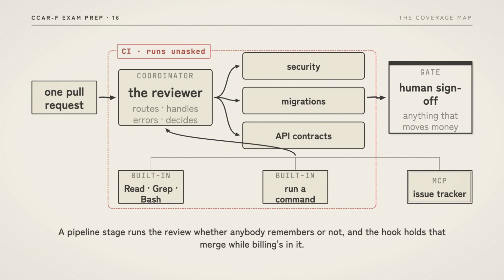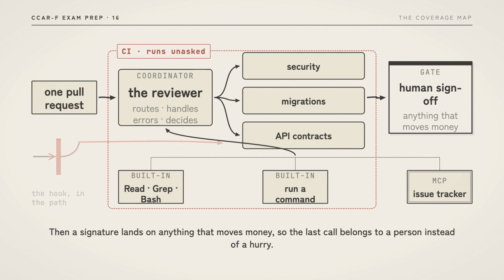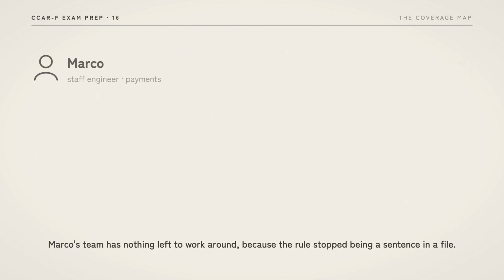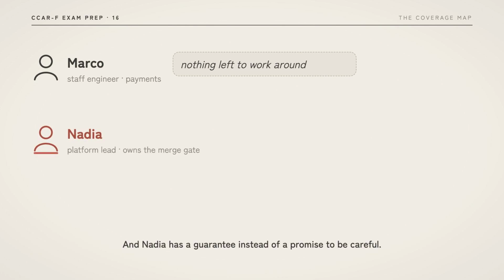A pipeline stage runs the review whether anybody remembers or not, and the hook holds that merge while billing's in it. Then a signature lands on anything that moves money, so the last call belongs to a person instead of a hurry. Marco's team has nothing left to work around because the rule stopped being a sentence in a file, and Nadia has a guarantee instead of a promise to be careful.